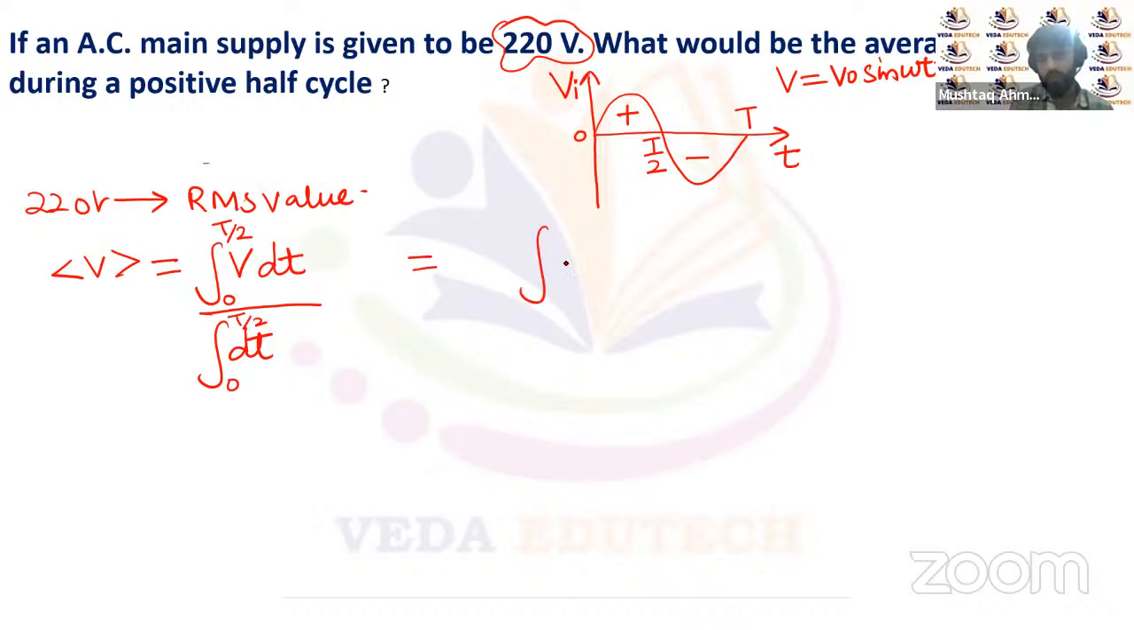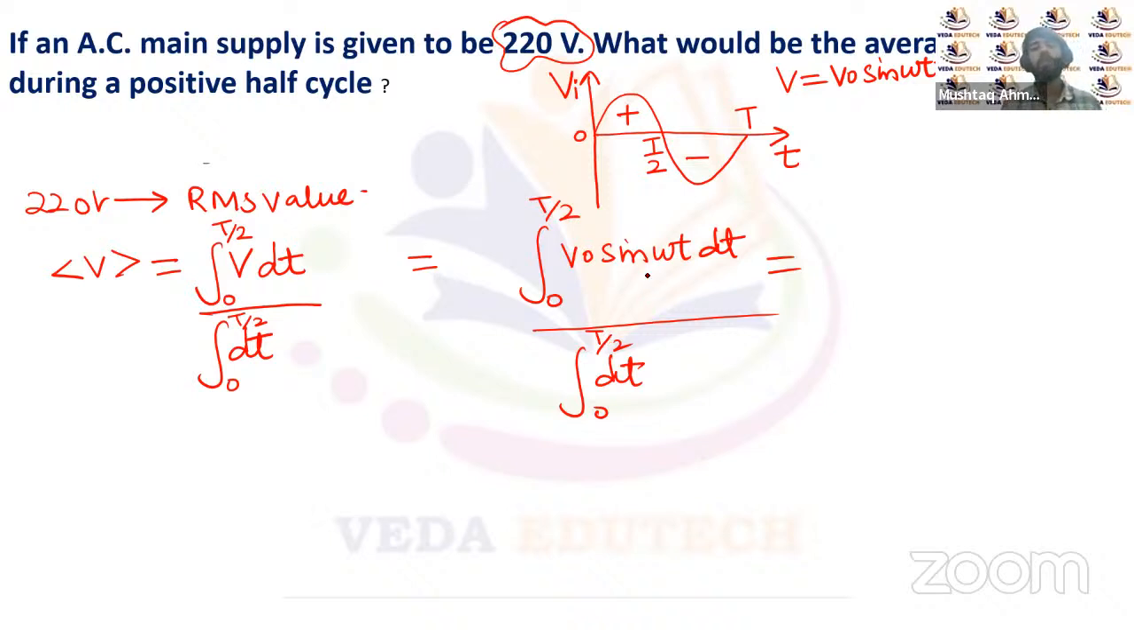Now you can see here V is equal to V naught sine of omega t. The average is the integral of V dt with limits 0 to T by 2, upon the half of the time period, that is the integral of dt with limits 0 to T by 2. Integrating it, V naught will be outside, and the integral of sine of omega t will be minus cos of omega t divided by omega.